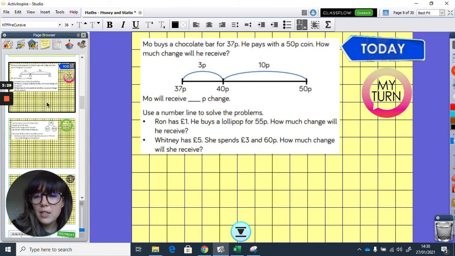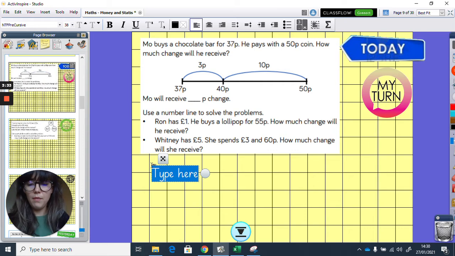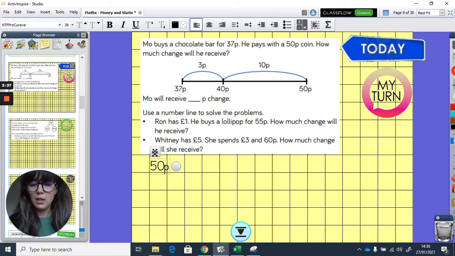So what we need to do here is a subtraction question. We start with our 50p because that's how much money he gives, the biggest amount of money, and we take away how much the thing cost. So it cost 37p, didn't it? And we need to work out what it's going to equal, and that will be how much change he has received.